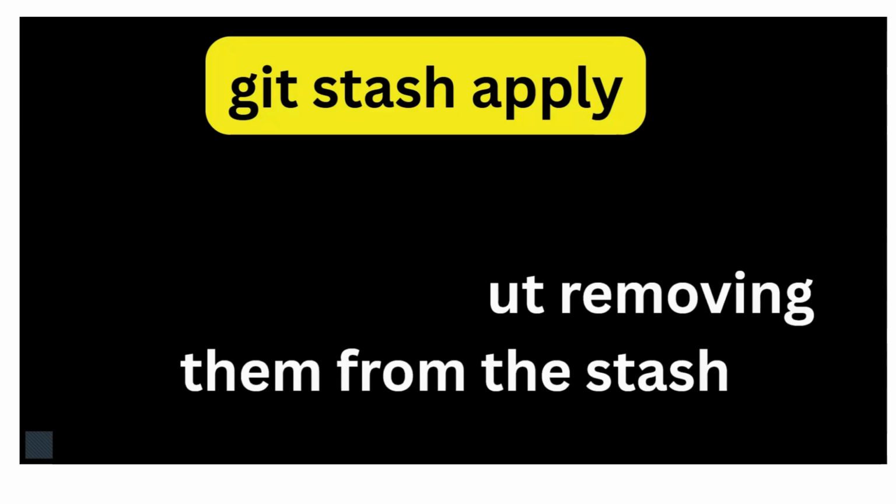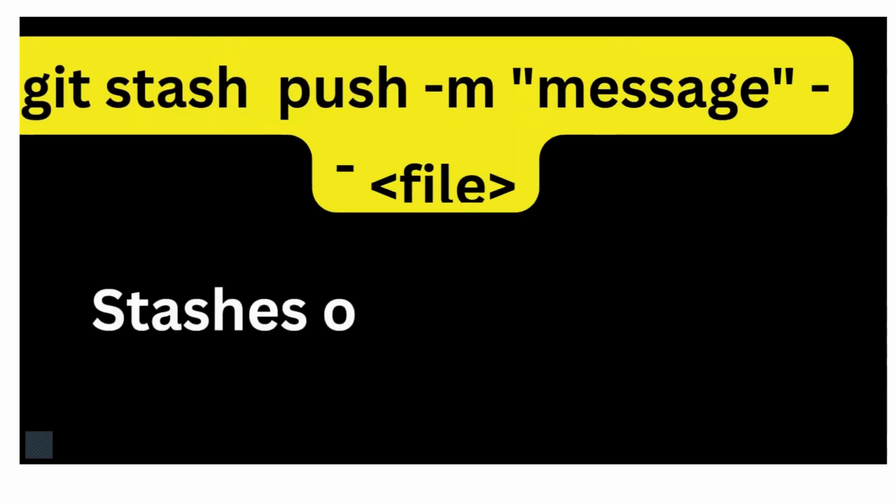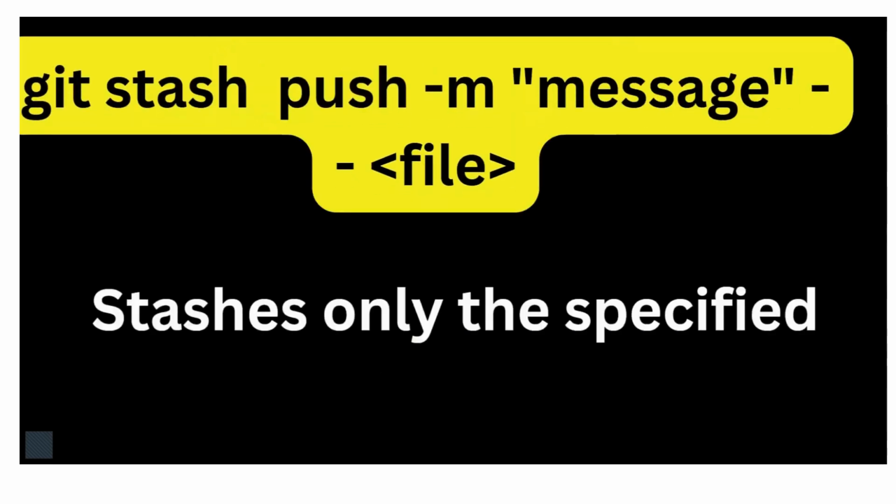If you want to stash a specific file, you can use Git stash push. Then you can add a message, then we can add a file name. It stashes only the specified file.